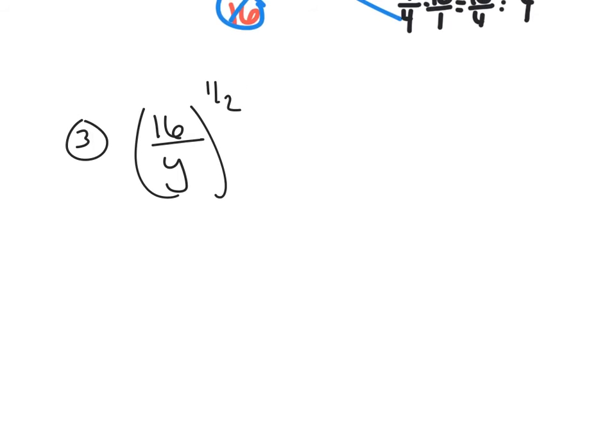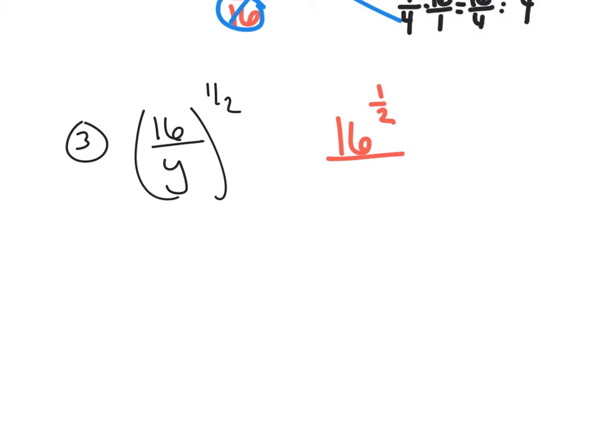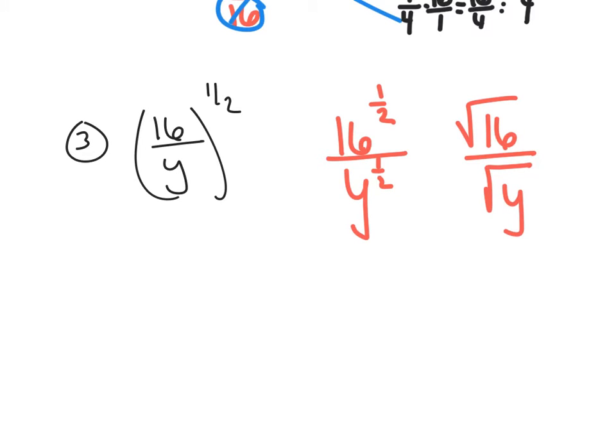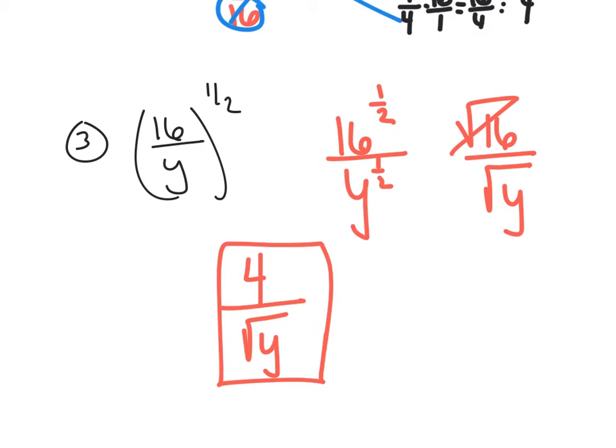All right, number 3. Again, everybody gets raised to that power. So 16 to the 1/2 all over y to the 1/2. And I'll rewrite, this is really the square root of 16 over the square root of y. I know the square root of 16 is 4 over the square root of y. And I think we're just going to leave it at that.